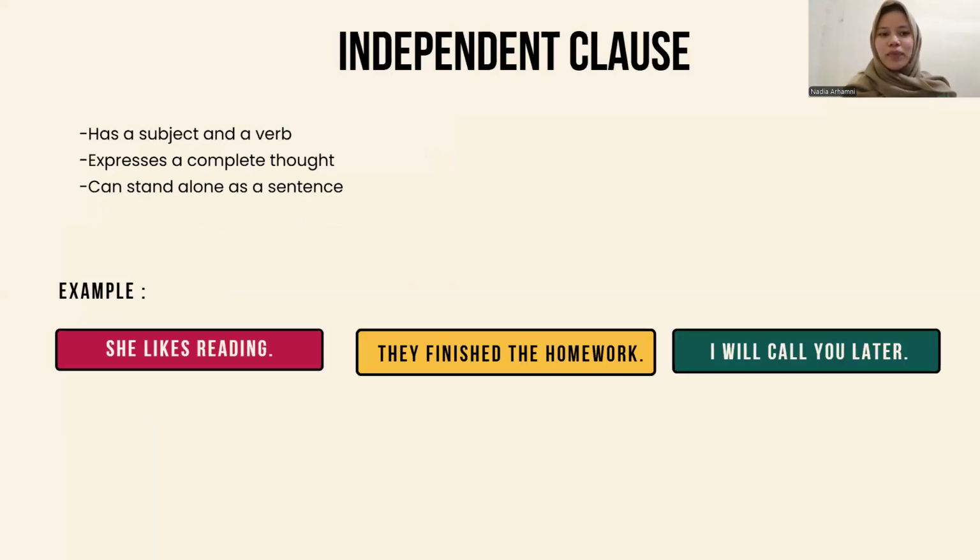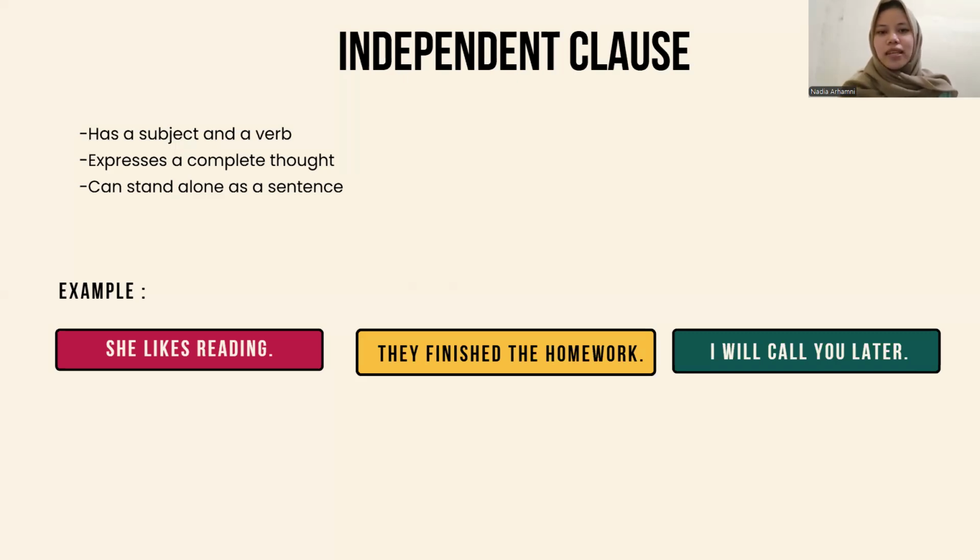Okay, next, independent clause. An independent clause expresses a complete idea. It can stand alone as a sentence. For example, she likes reading. She is the subject, likes is the verb. The sentence is a complete idea and can stand alone as a sentence. And then, they finish the homework. They is the subject and finish is the verb. And then, I will call you later. I is the subject, will is the verb.